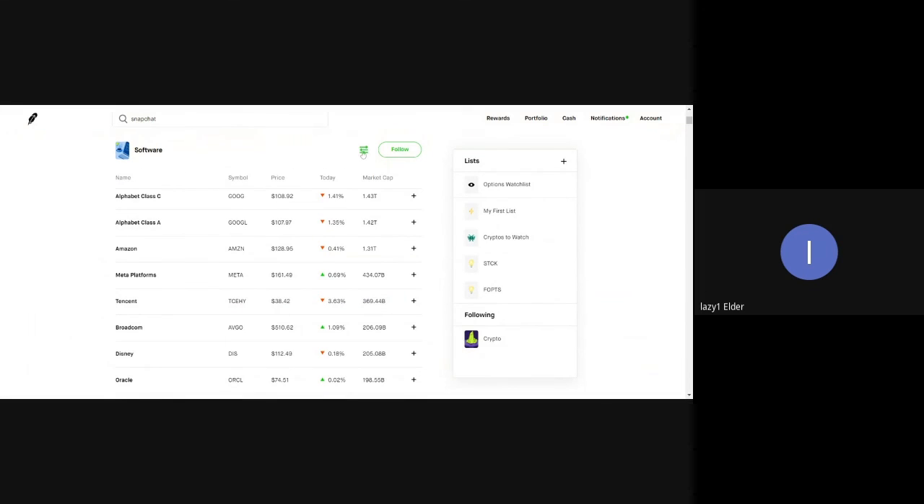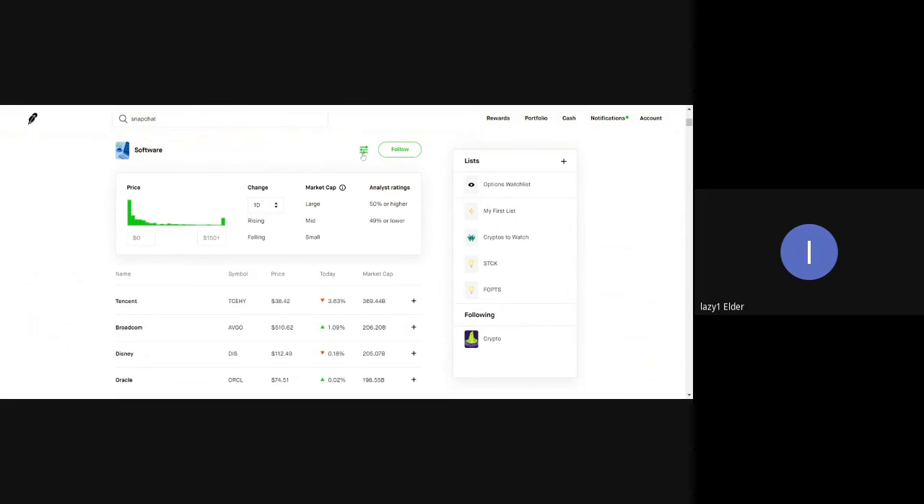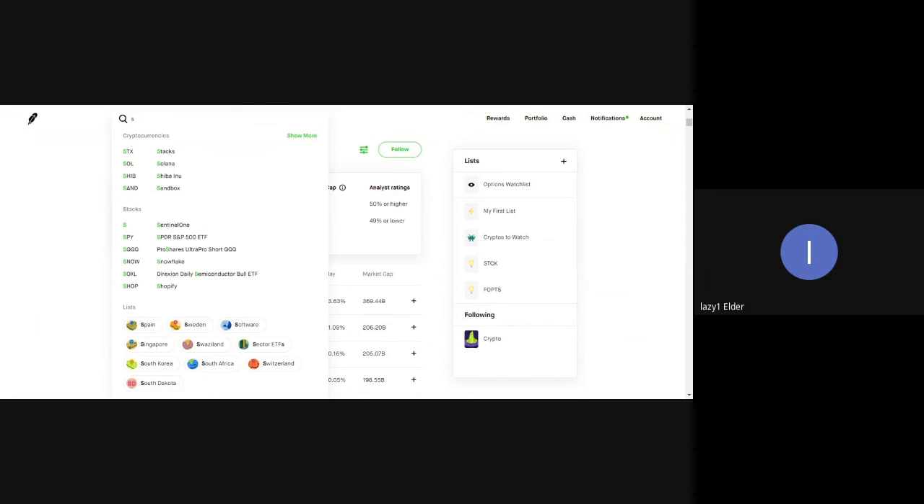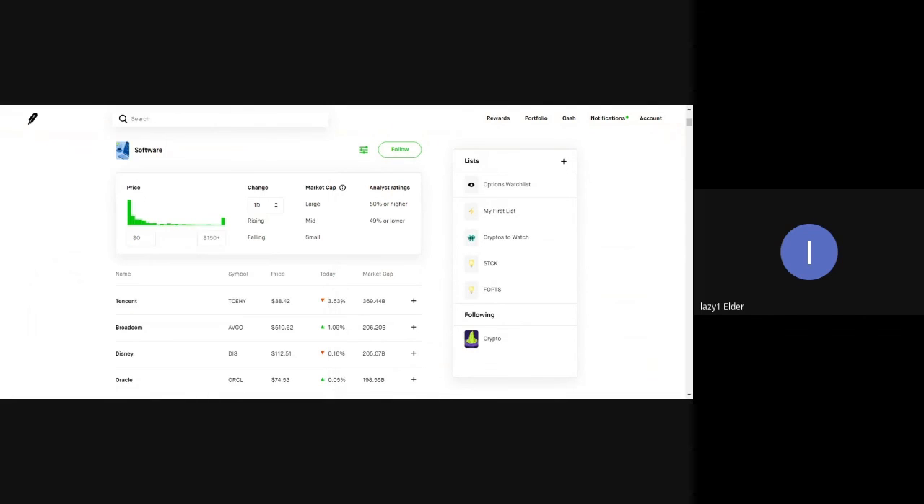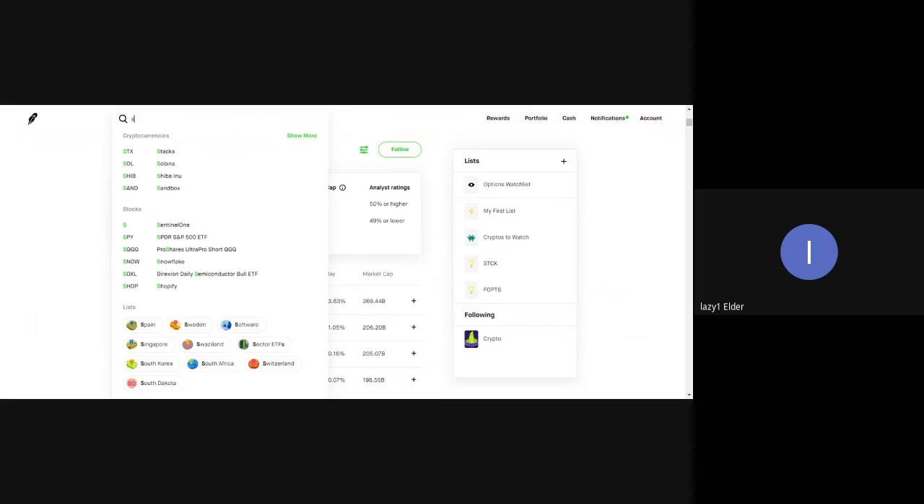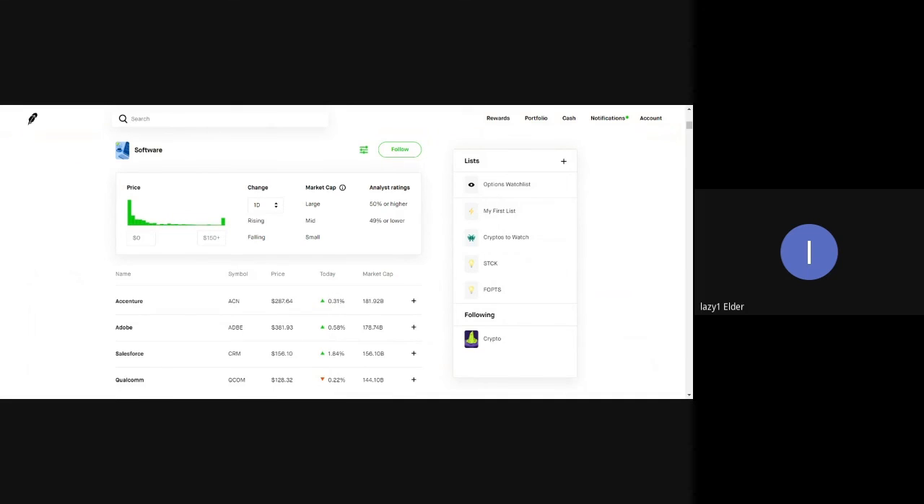There's just plenty of others. Anything that has to do with software. I want to look up something else real quick. We'll do automotive.